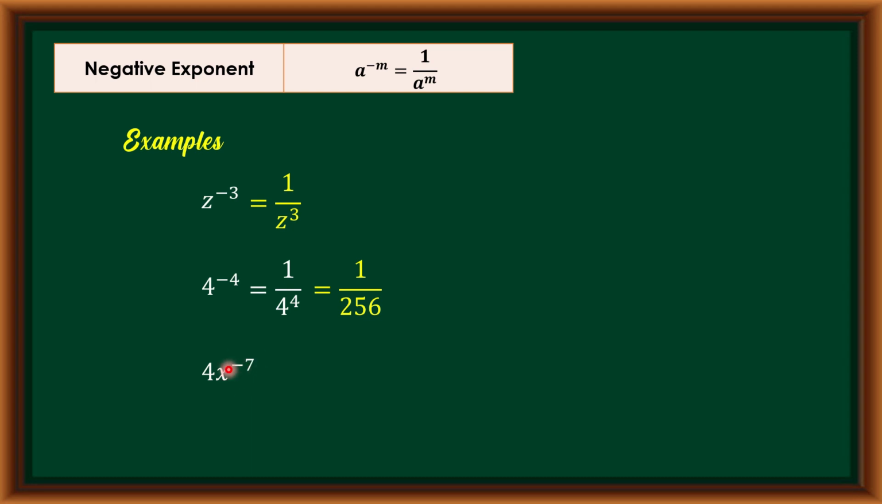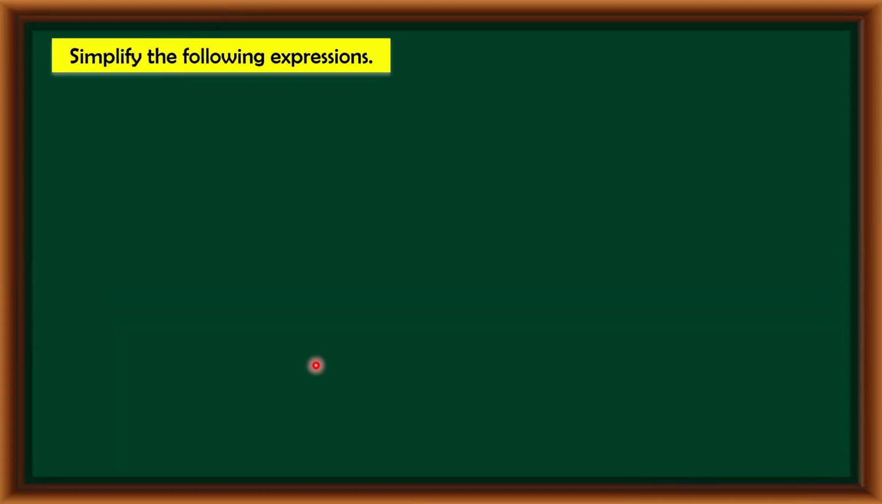Another example, let's try 4 times x raised to negative 7. Since the exponent negative 7 is intended for our x only, then let us get the reciprocal of x raised to negative 7. That's why the answer will be 4 over x raised to 7. Now, let us try to simplify the following expressions.